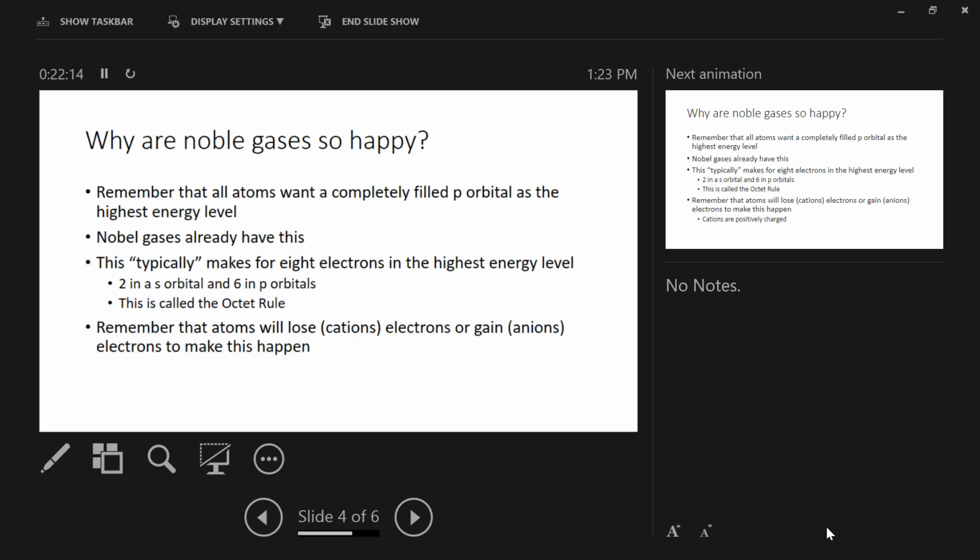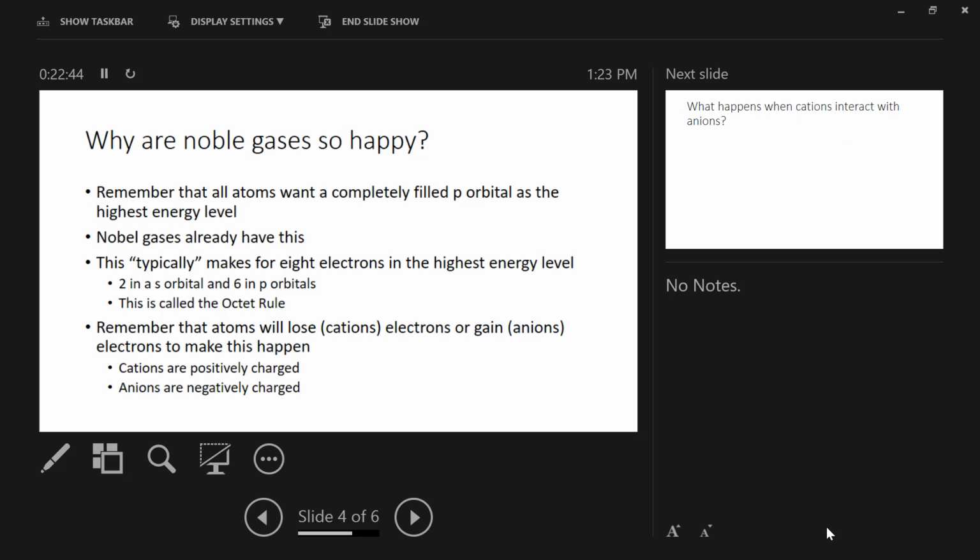Lose electrons or gain electrons to make that happen. Do you remember talking about this? What is the charge on an electron? Positive or negative? Negative. So if an atom gains electrons, is it going to be negatively charged or positively charged? Negatively. So an anion gains electrons and is going to have a negative charge. Cations lose electrons and are going to have a positive charge. Okay? So cations are positively charged, anions are negatively charged.